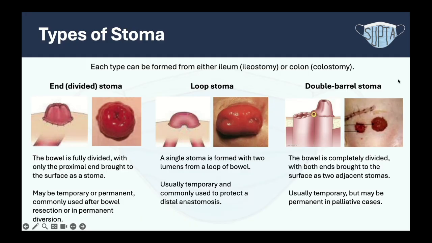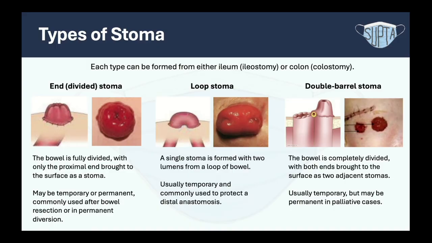And here are three primary types of stoma. For an end stoma, the bowel is fully divided with only one lumen brought to the surface of the skin as the stoma. And the distal end of the bowel is either surgically removed entirely, or more commonly, it's just closed and left inside the body.